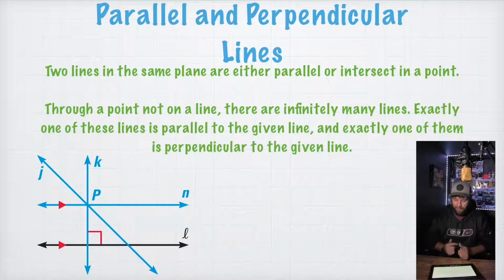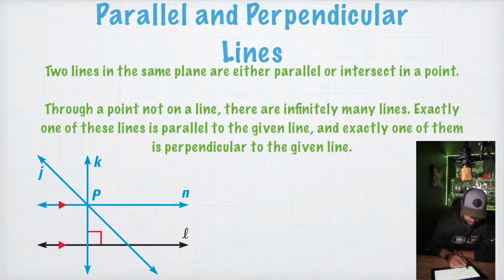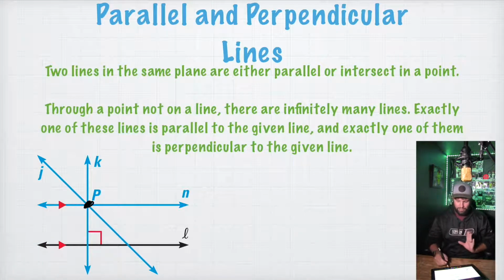Through a point not on a line, there are infinitely many lines. Exactly one of these lines is parallel to the given line, and exactly one of them is perpendicular to the given line. I'm just going to use the drawing that's already here, because what it's saying is line L is drawn, and you have point P. Right here on point P, you can have infinitely many lines going through it. For example, you have J running through it, K running through it, N running through it, and I could keep drawing more, but eventually it's going to get a little sloppy and it will look just terrible.